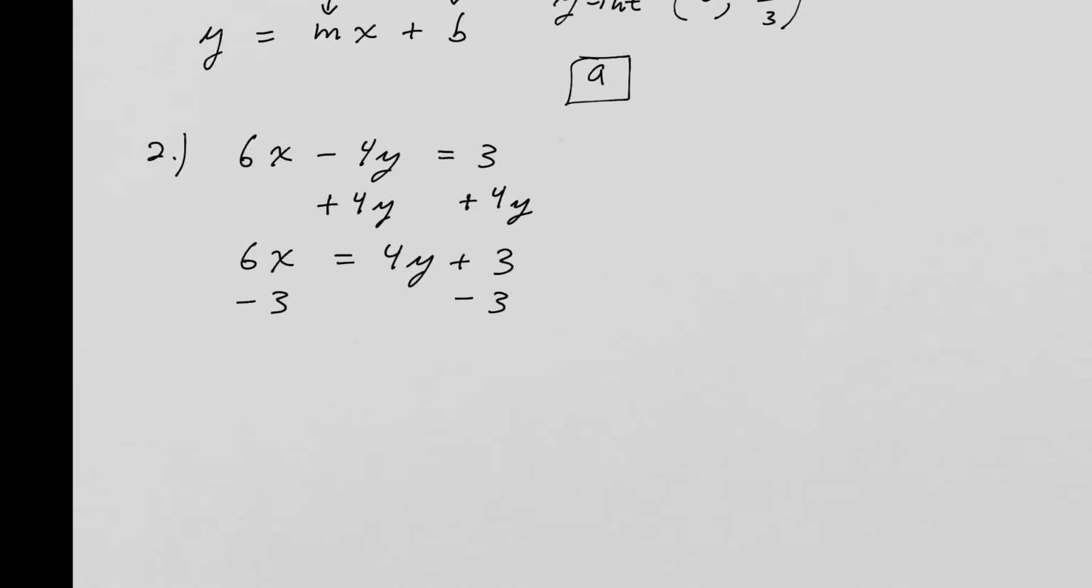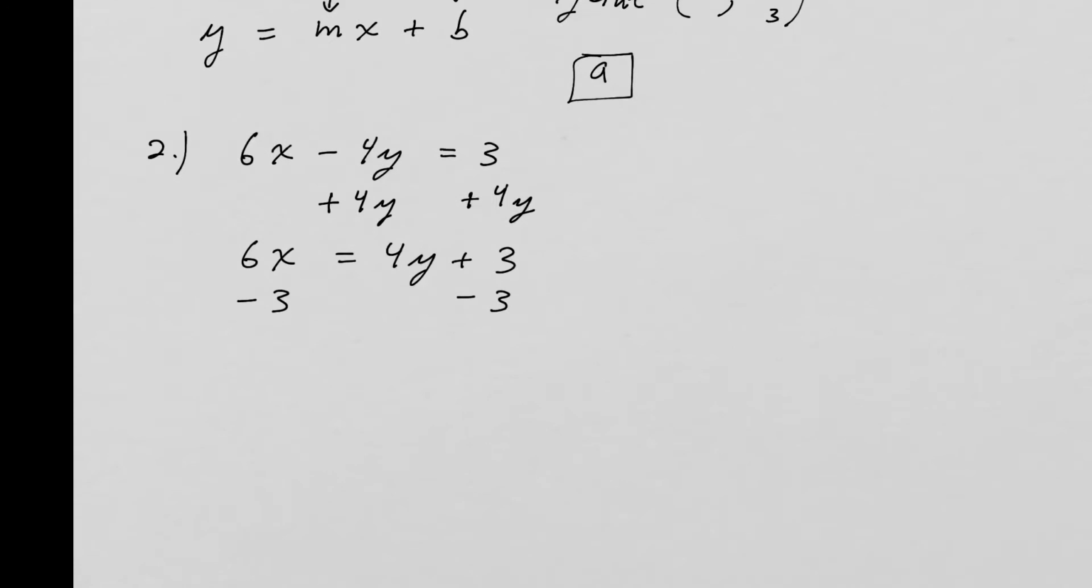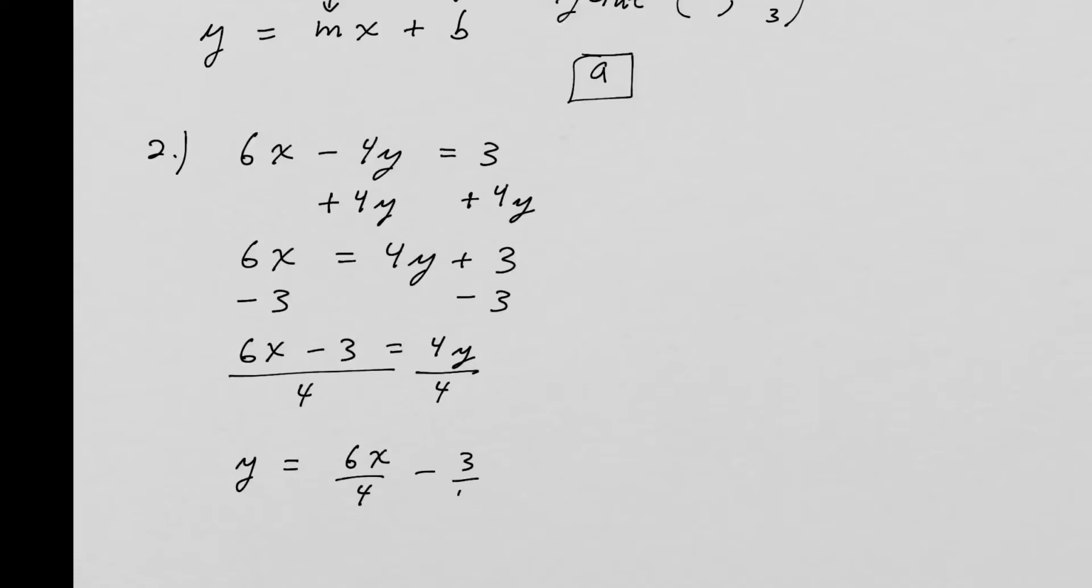So at this point, I will have 6x minus 3 is equal to 4y. And then finally, I can divide both sides by 4. Okay, and then I'm going to write the y on the left-hand side now. So I have y is equal to 6x over 4 minus 3 over 4.